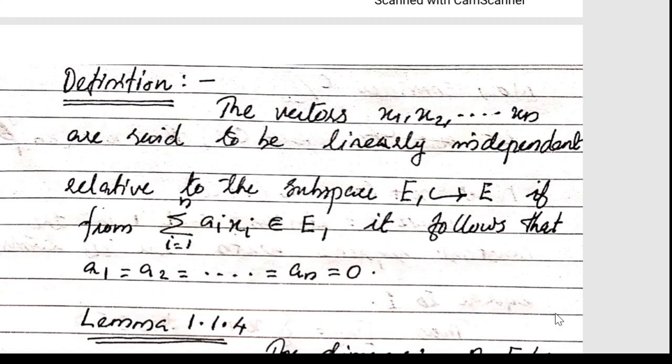That means if you have the sum over i equal to 1 to n of ai xi in E1, then a1, a2, etc., an equal to 0, we will say that these vectors x1, x2, etc., xn are linearly independent relative to a subspace E1.